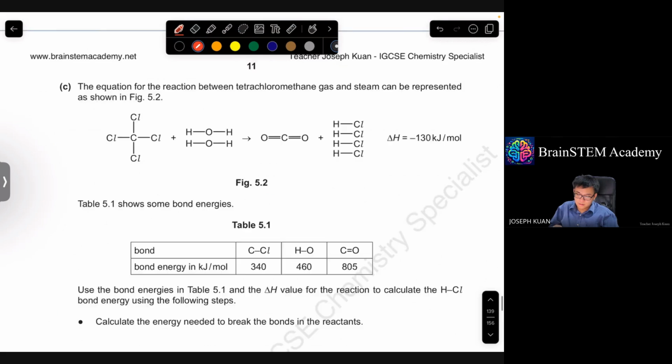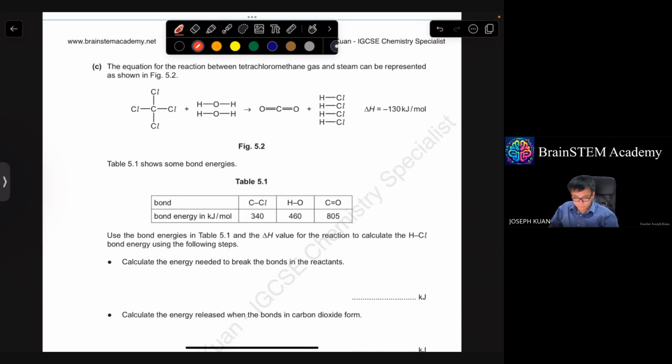So use catalyst. Next, the equation for the reaction between tetrachloromethane gas and steam can be represented as shown. The table shows some bond energies. Use the bond energies in the table and delta H for the reaction to calculate HCl bond energy using the following steps. Calculate the energy needed to break the bonds in the reactants. So we have 4 CCl bonds and we have 4 HO bonds. So altogether, 3,200 kilojoules.